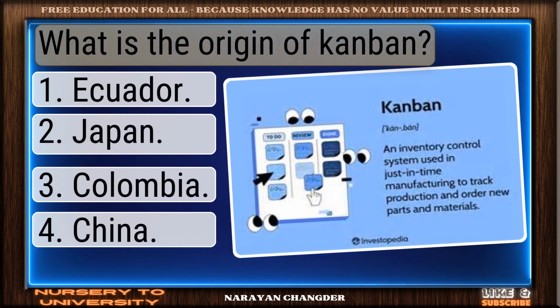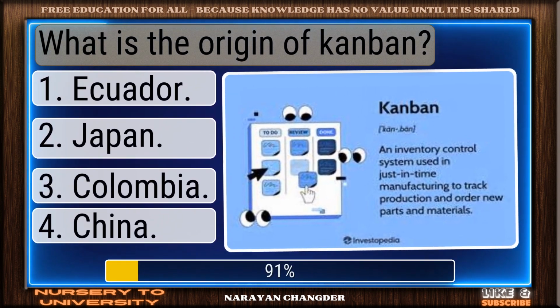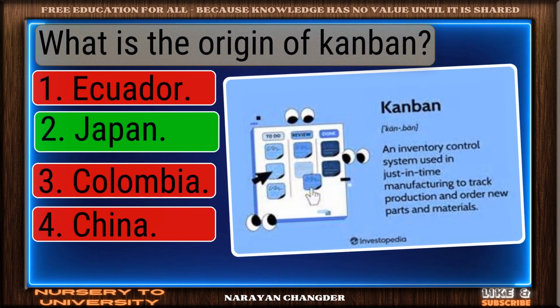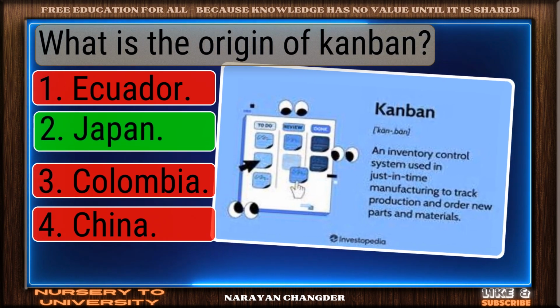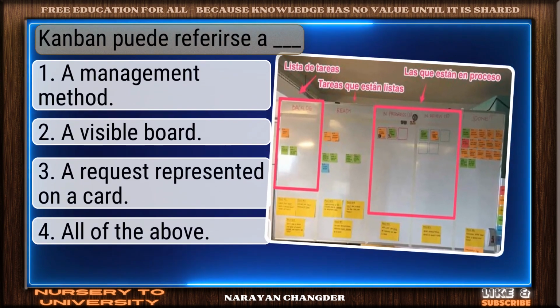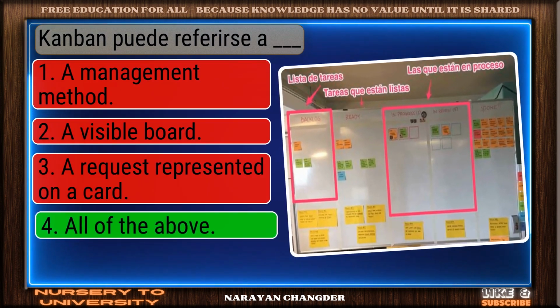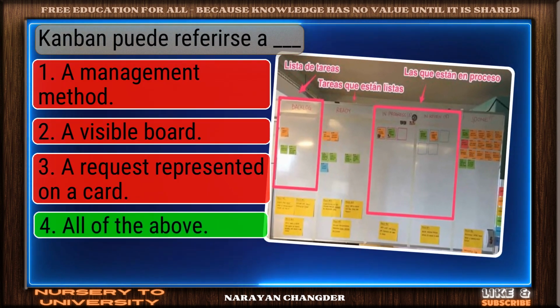Question number 46. What is the origin of Kanban? Perfect. Japan is the correct choice. Question number 47. Kanban pod refers to a dash? Smart move. All of the above is an accurate answer.